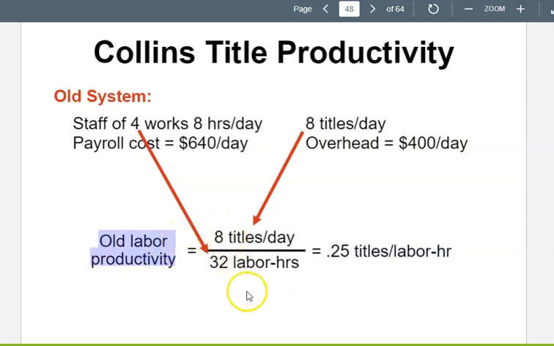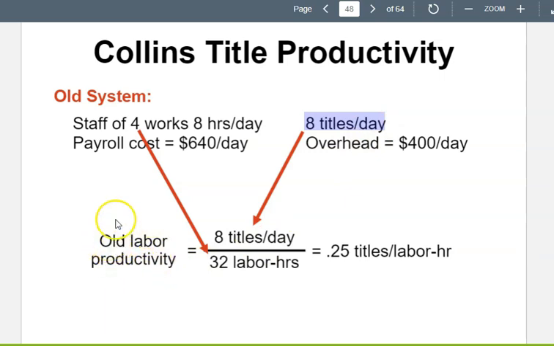So now the question can be, can you improve this productivity? Yes, you can keep 32 labor hours, or you can keep 4 staff working 8 hours a day, but push them, or manage them, to increase their number of titles from 8 maybe to 10, maybe to 20, and that increases your productivity.